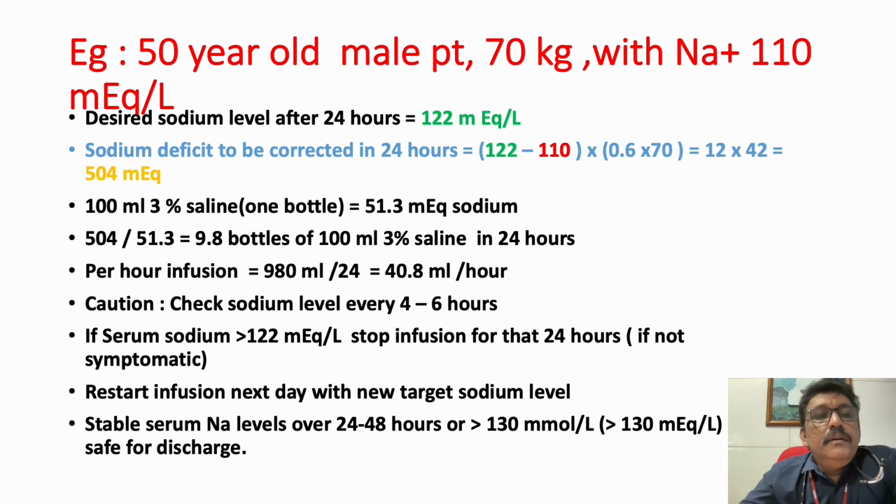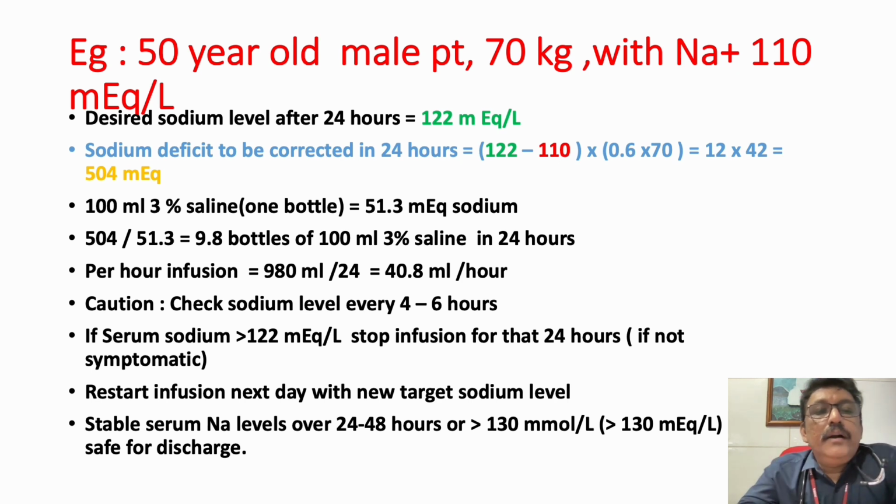For example, a 50-year-old male patient, 70 kg, with sodium levels only 110 milliequivalents per liter. There is no peripheral edema, there are no other features, but we have to correct this problem. So the desired sodium in 24 hours should be only 122 milliequivalents per liter, because we can correct only 8 to 12 milliequivalents in a day. That's all. We should not correct more. If you correct more, there will be a problem in the brain that is called central pontine myelinolysis.